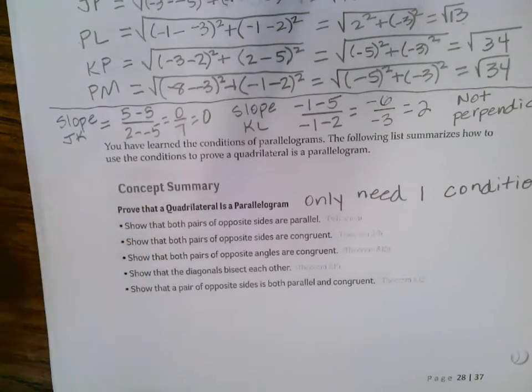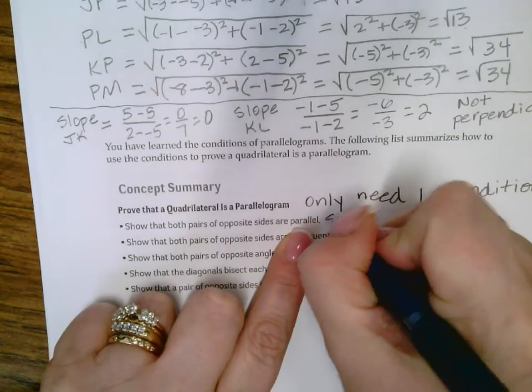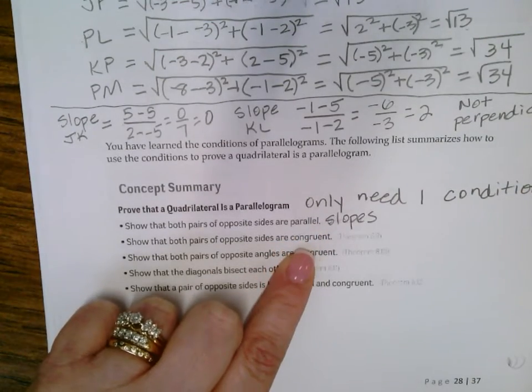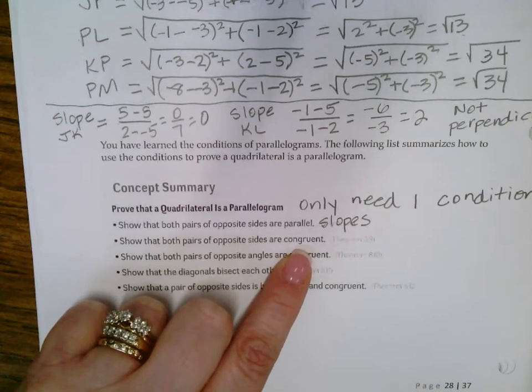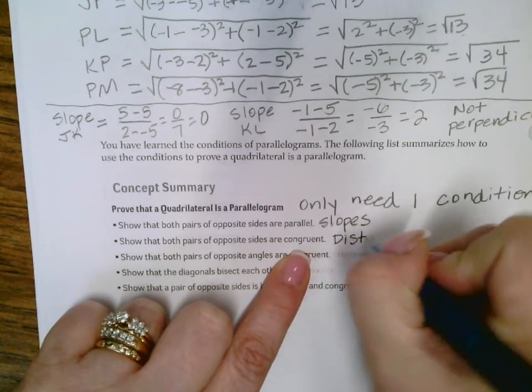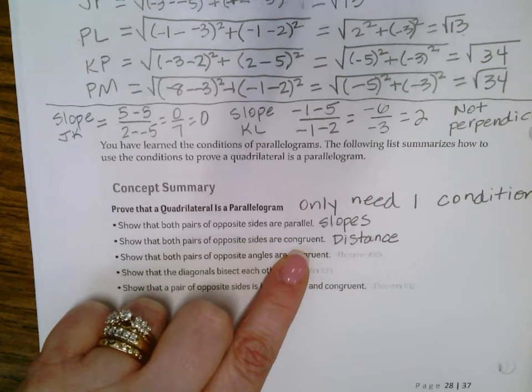So you show that both pairs of opposite sides are parallel. You do that using the slopes, because parallel lines have the same slopes. Show that both pairs of opposite sides are congruent. You do that with the distance formula. You calculate the distance between the 2 points for all 4 sides.